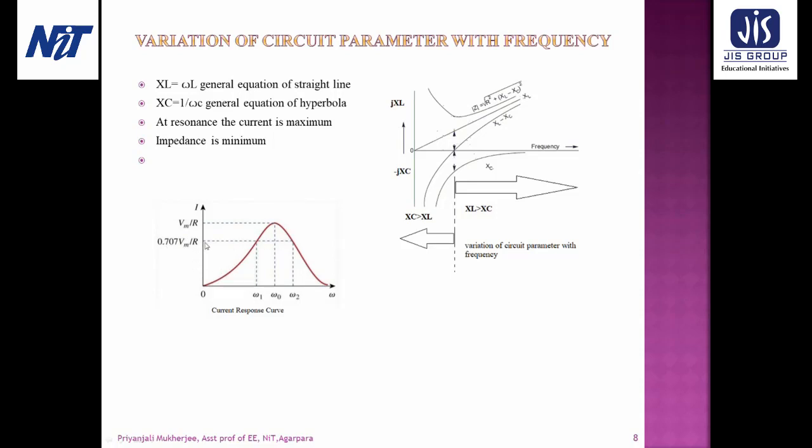In both cases the current is Imax by root 2 and the voltage is Vmax by root 2, so the RMS power is P divided by root 2 into root 2, that is P divided by 2, half of the maximum power. Hence these points are called the half power points. This one is the lower half power frequency and this is the upper half power frequency.